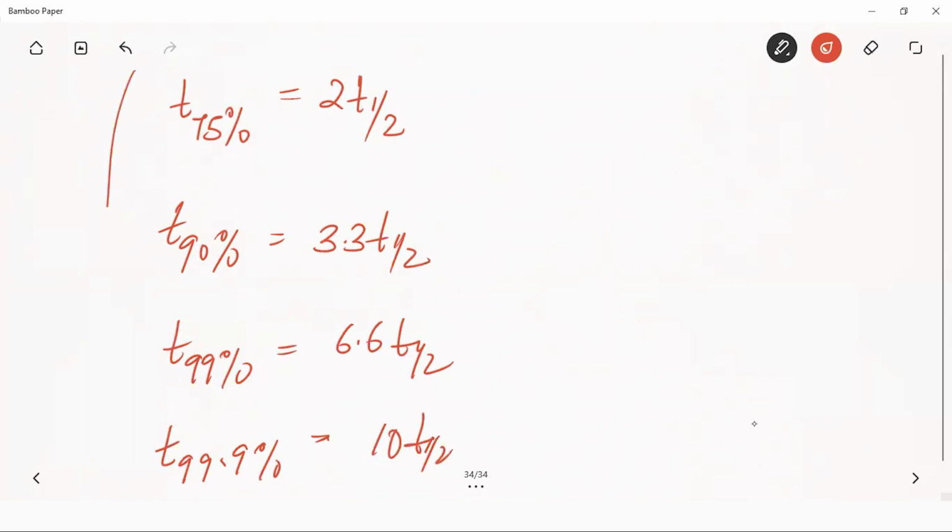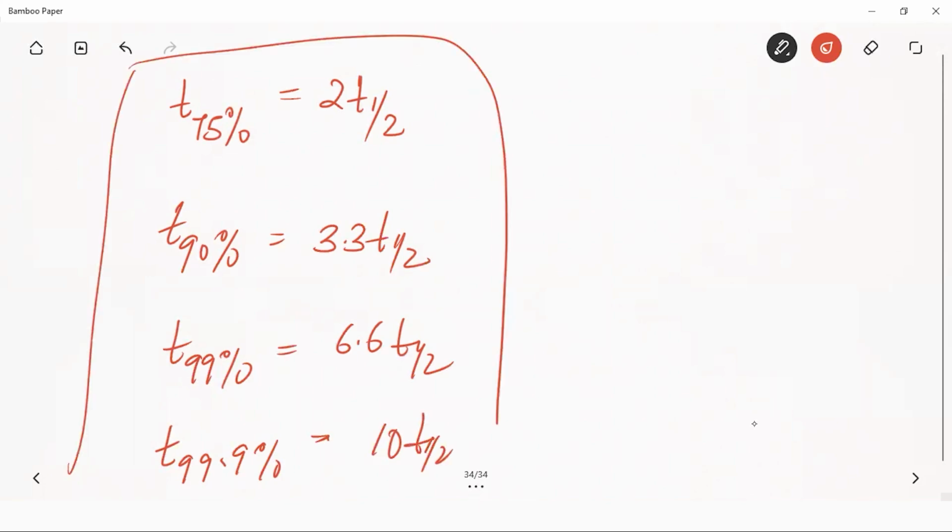So if you study this equation, when this type of questions comes, it is very simple. You can easily find this. T 75, 90, 99 and 99.9 percentage. You will be getting the corresponding T half value. Constant value, you have to find just the T half, right? If you know the time, you can easily find the rate constant.